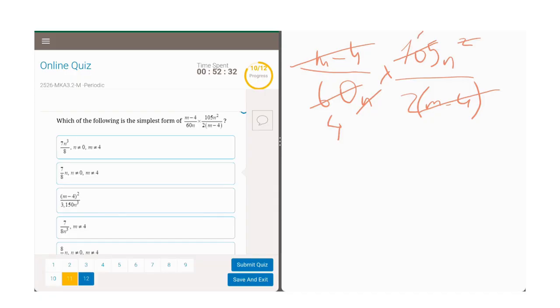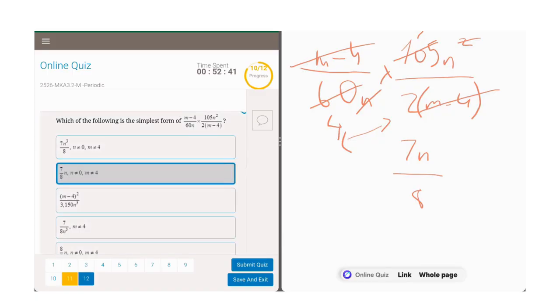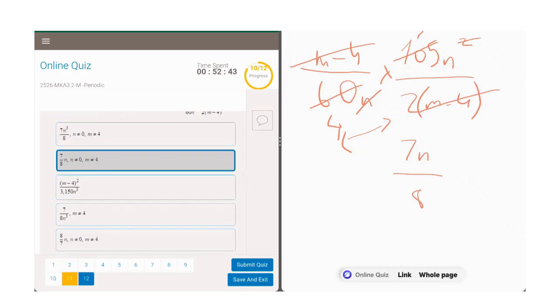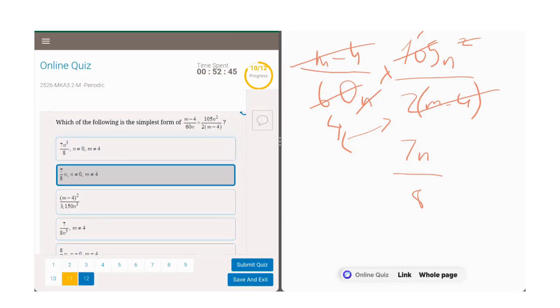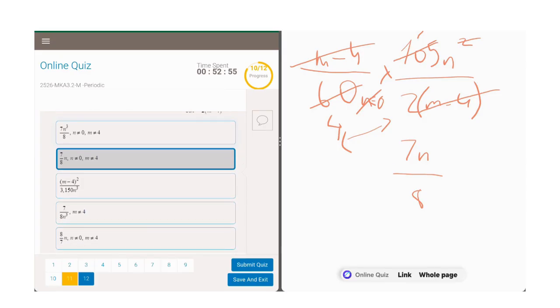So we're going to have 7n over 4 times 2, which is 8. So we're going to have 7 over 8n, or 7n over 8, where n is not equal to 0 because we cancelled out n in the denominator here. And m will not be equal to 4 because we cancelled out this m minus 4 in the denominator.